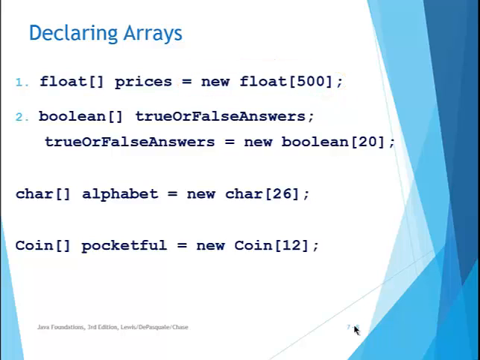By default, Java will initialize the floats to 0 and the booleans to false. What do you suppose the char default is? How about int? Notice that the last example declares an array of coin objects called pocketful. This instantiates an array of 12 object references. Each of the coins will still need to be individually instantiated, as we will see later.